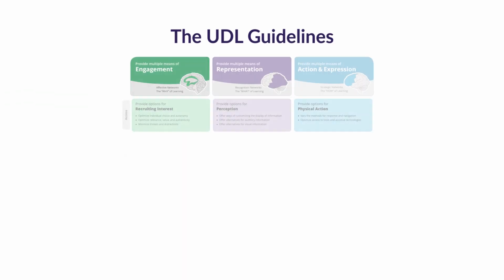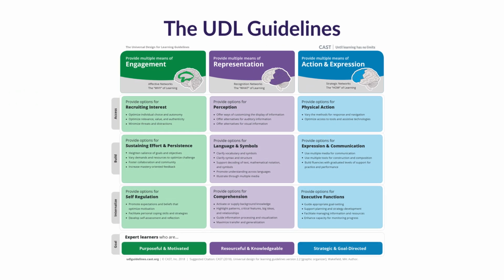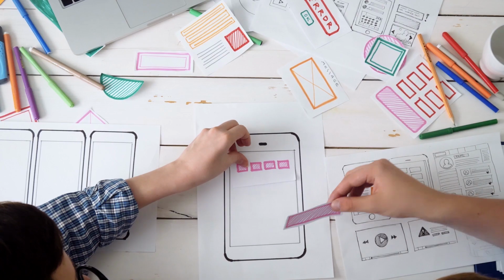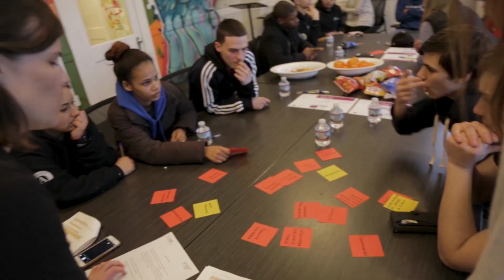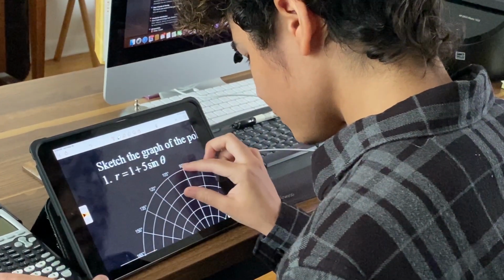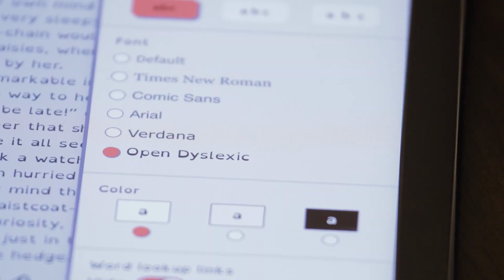Let's take a tour of the guidelines, the central tool of the UDL framework, to get a sense of how they're structured and how we can use them. The UDL Guidelines are based on research from the learning sciences, cognitive psychology, and neuroscience. The idea is that by proactively focusing on removing barriers in the learning environment, we can improve how learners engage with content and show what they know.